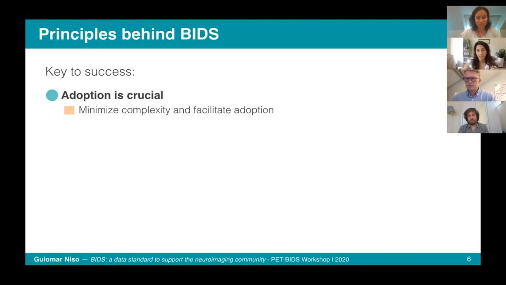This is an example of a BIDS schema. This is your upper folder, the dataset, and then you have some information about the project, your participants, your dataset description.